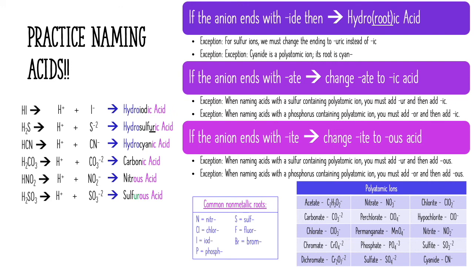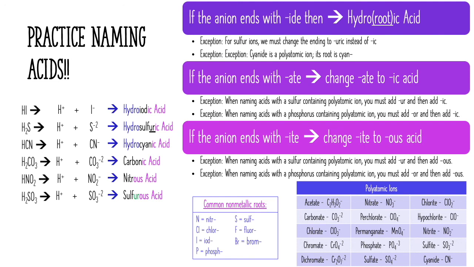Right? And then I have HNO2. I'm going to break that up into its ions. And NO2, I'm going to take a look over here at my list. That's nitrite. It ends with ITE. So my last set of rules here, with the rule that says ITE, I'm going to change the ending to OUS. And just to be sure, it doesn't contain sulfur or phosphorus, so I don't have to worry about an exception here. So my name is going to be nitrous acid.